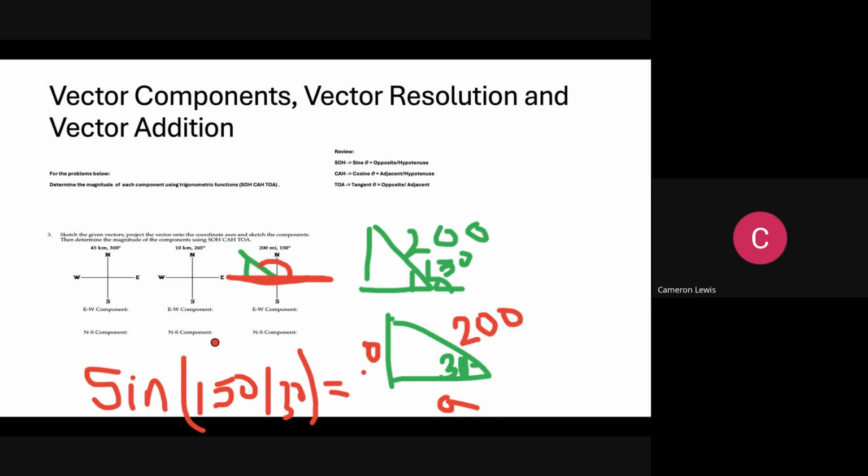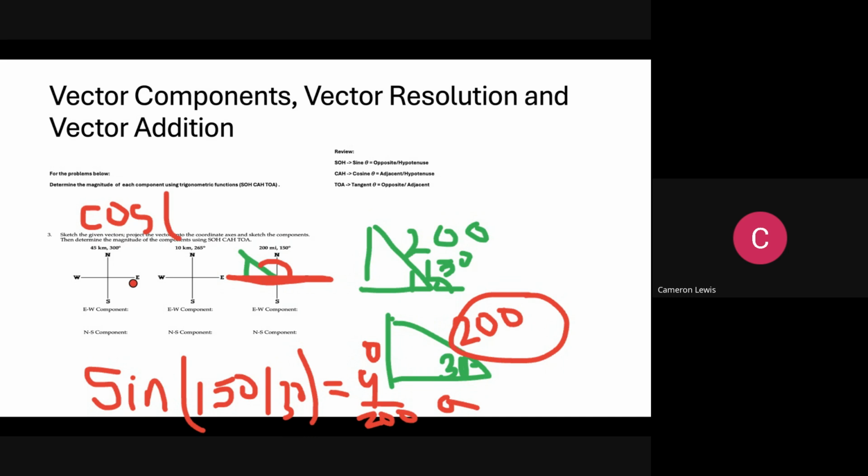My opposite, which I don't know, but I'm going to call that y. And then how much is my hypotenuse? 200. So I put 200 here. Now I'm going to do the same thing for the x and y. Cosine.